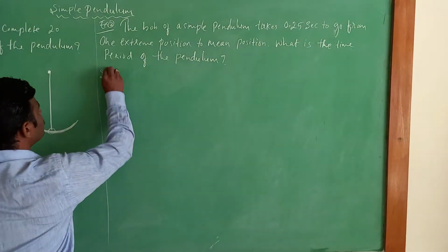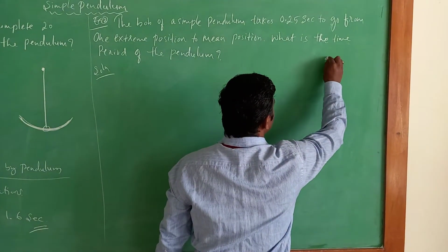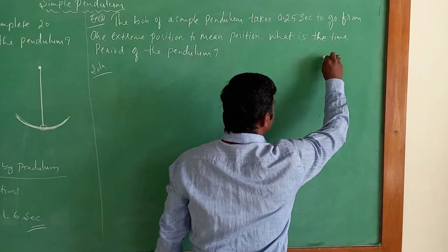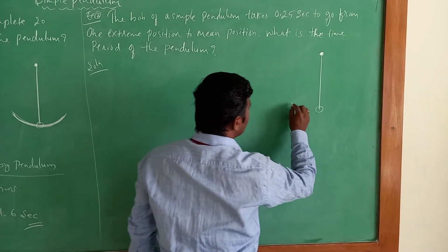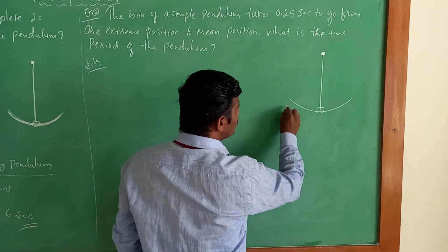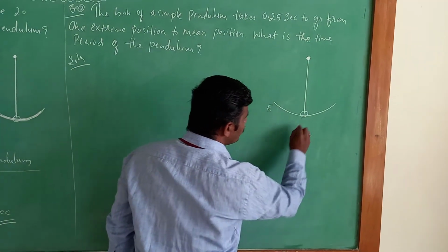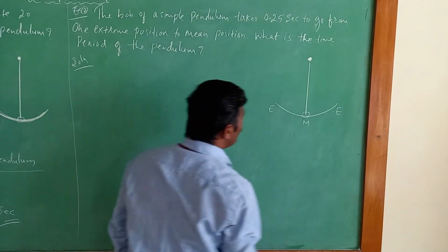So for this solution, first we will draw the diagram for it. Here we have a pendulum. This is the bob, and it is moving like this. Here, this is the extreme position, this is the mean position, and again this is the extreme position.